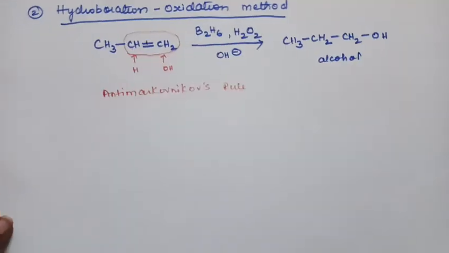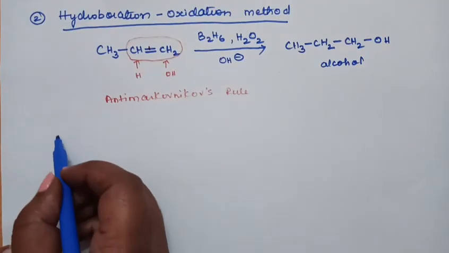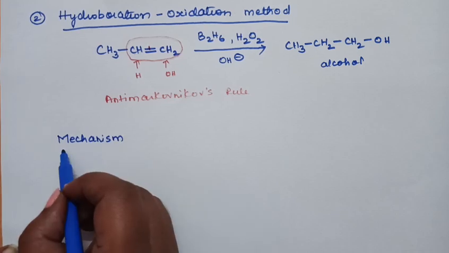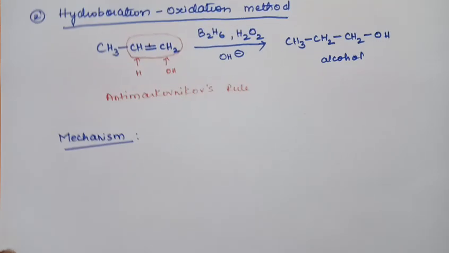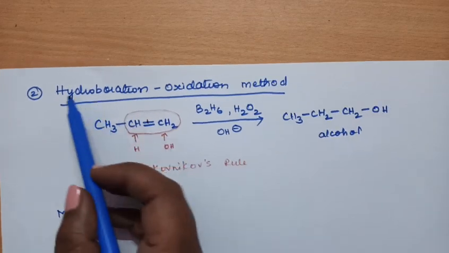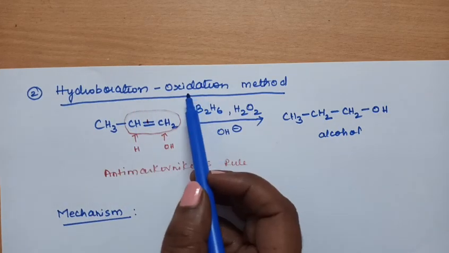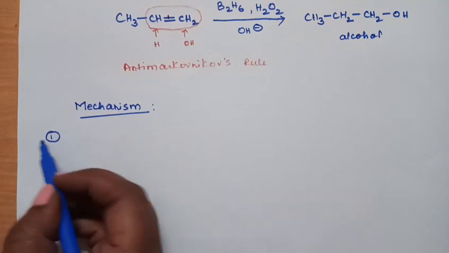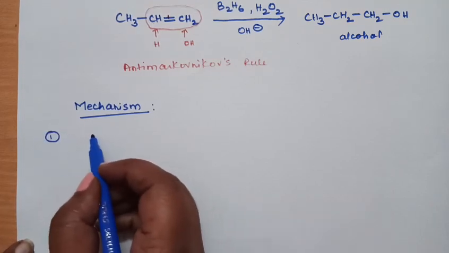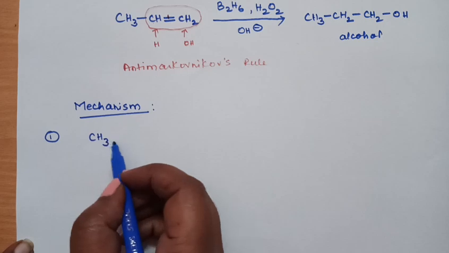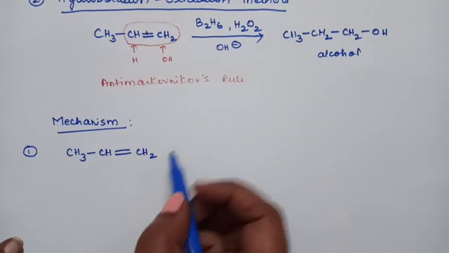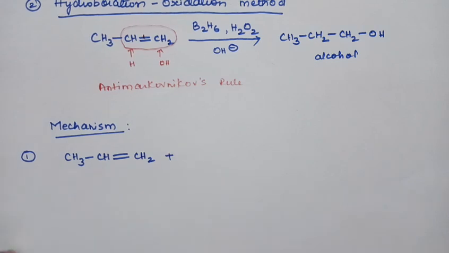So now let us learn the mechanism for this. So it is a 2-step mechanism. In the first step, hydroboration takes place and second will be oxidation. So let us see the first step. So in the first step, what we are doing is take alkene CH3, CH double bond CH2, and then to this we are going to add borane, diborane.